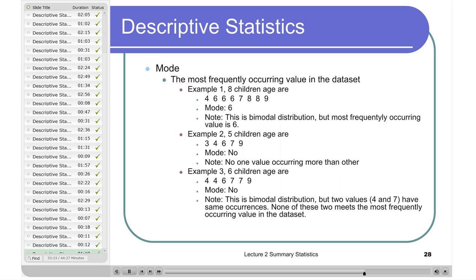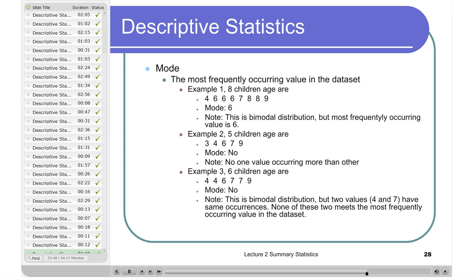When we were talking about bimodal and unimodal distributions, you may have been wondering, what does mode mean? Well, the mode of a data set is just the most frequently occurring value in that data set. So if we look at this first example of the ages of 8 children ranging between 4 and 9, the mode of that data set is 6, because the number 6 occurs more frequently than any other number.